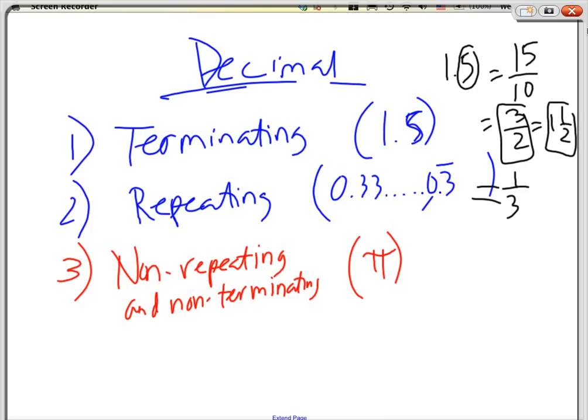Look at the third kind. Can we convert pi to a fraction? Yes? Interesting. Who said yes? What's your fraction then?